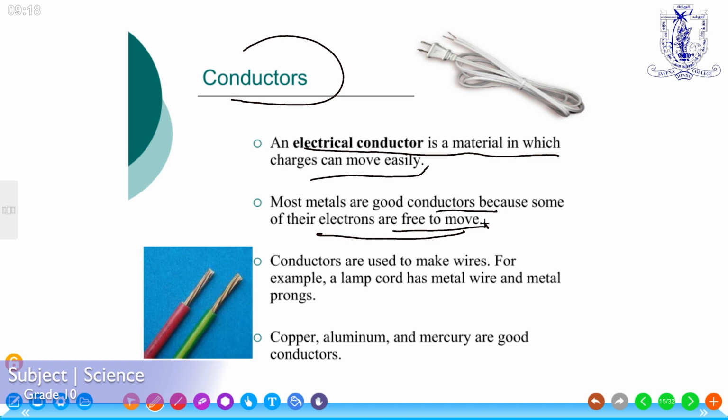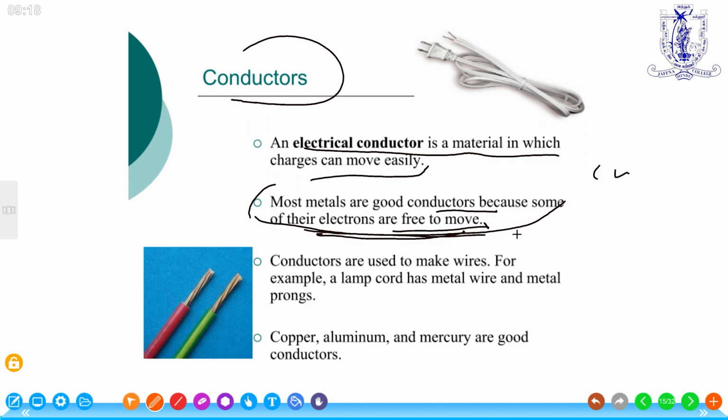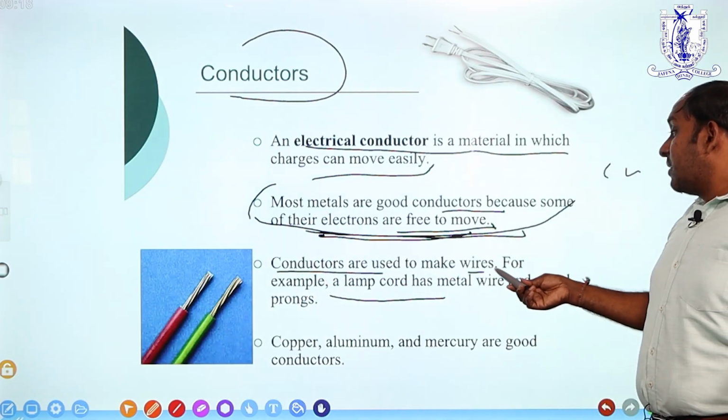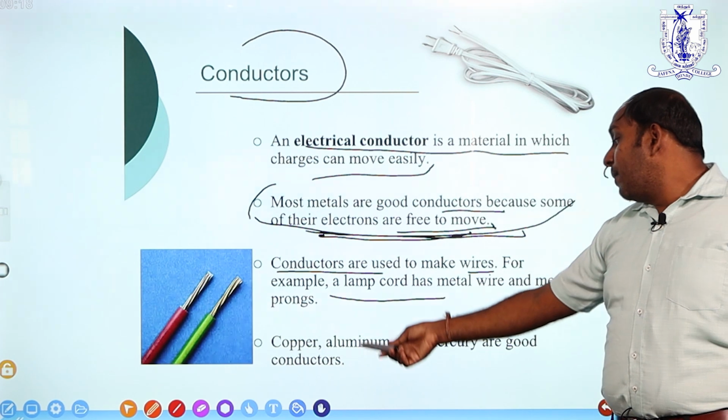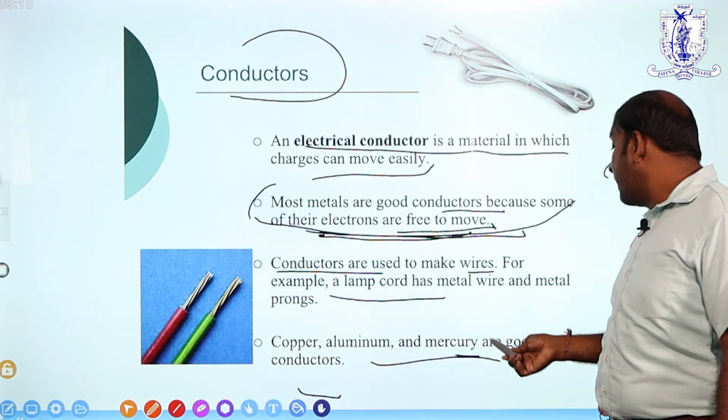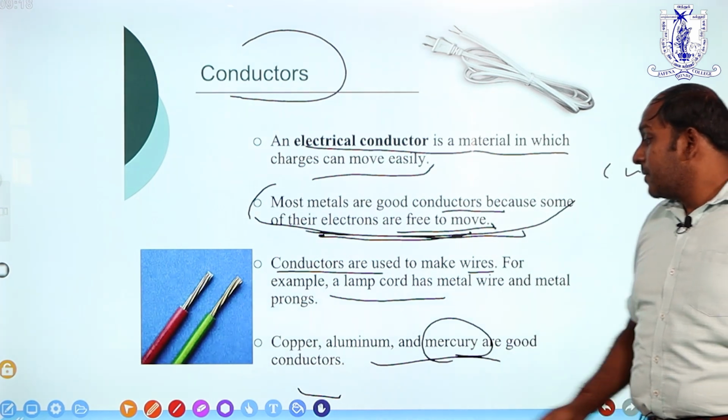Those are the metals, mainly in the periodic table. You have to know that elements 21 to 29, and copper, which is 29, is a very good conductor because there are many free electrons. Silver is also a conductor, and iron. These are the conductors. Conductors are used to make wires. For example, lamp cords are copper and aluminum, and mercury is also a good conductor. Mercury is a liquid metal, but it conducts electricity.